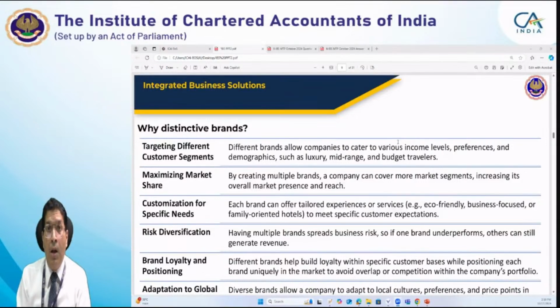It also helps in maximizing market share. Simultaneously, you are differentiating your product, and you want to capture more and more market share by following a low cost strategy. It also helps in customization based on your customer's needs.